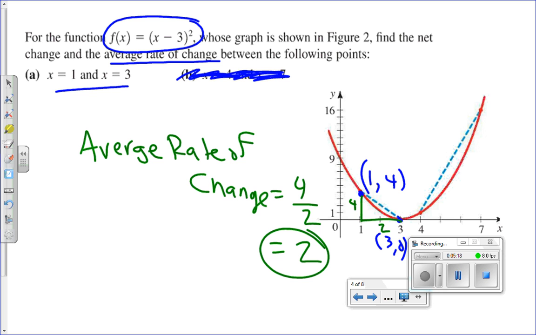Now, make a note here. We should have a negative number because it's going downhill. So let's think of this slope as going down 4 to the right 2. So this average rate of change is actually negative 2 because your y's are decreasing and your x's are increasing.